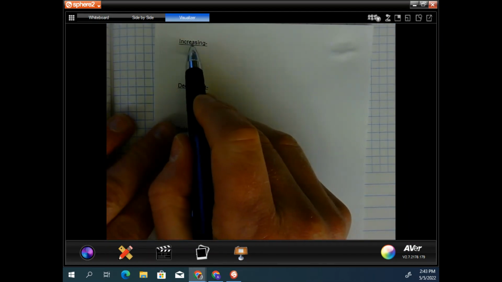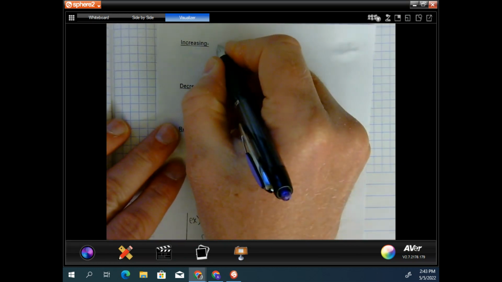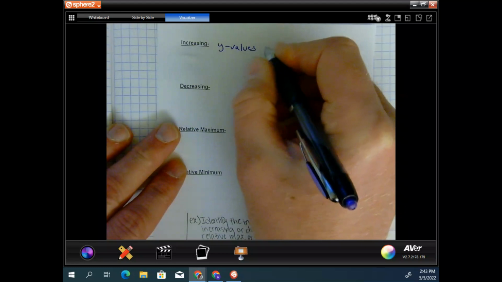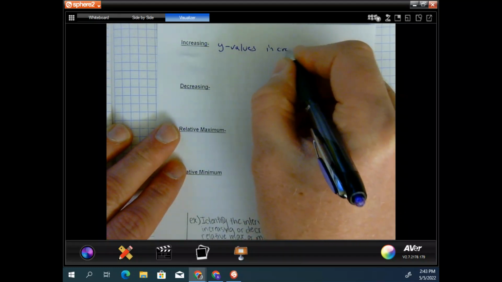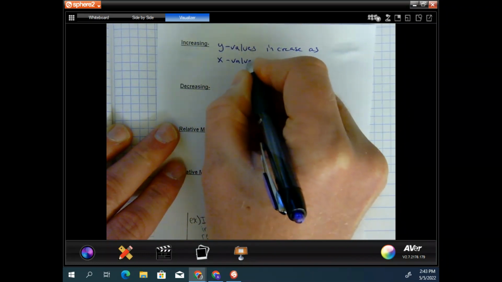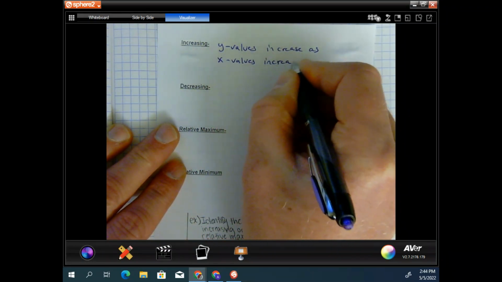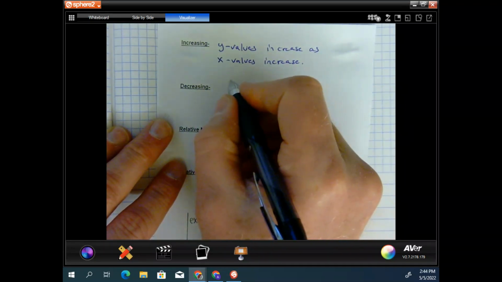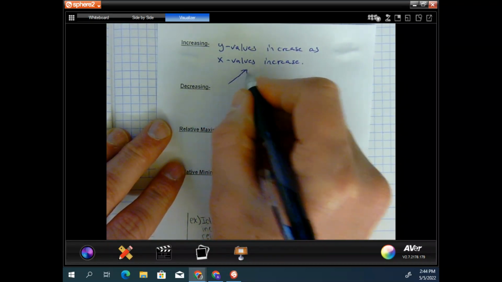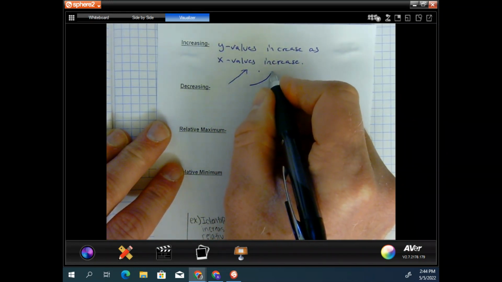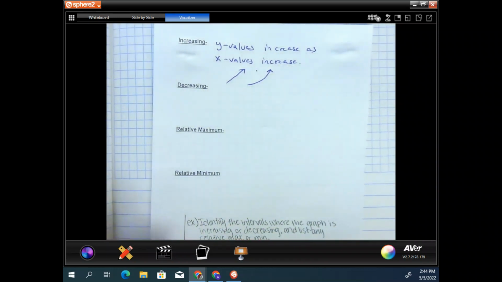So our next vocab word is increasing. And increasing, the y values increase as x values increase. So you're looking at parts of graphs where you see arrows like this, or you might see a curve like that. Those are both increasing parts of the graph.